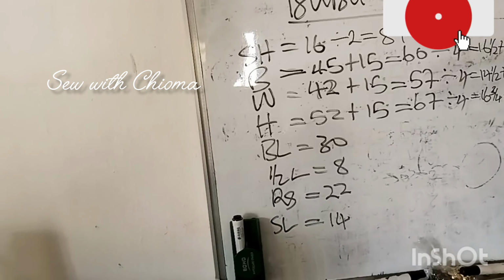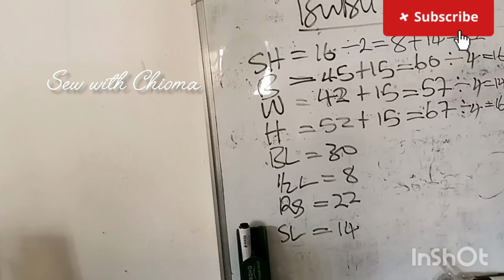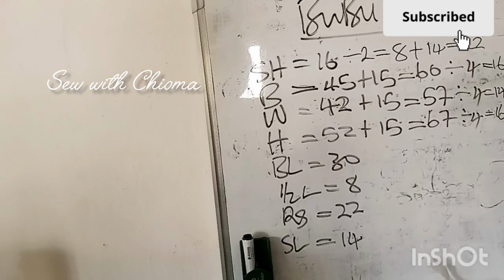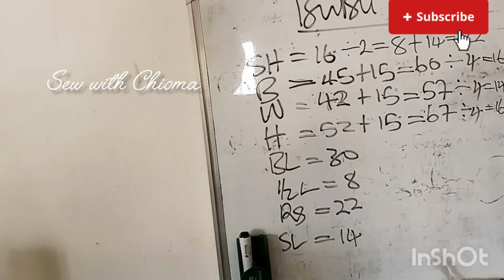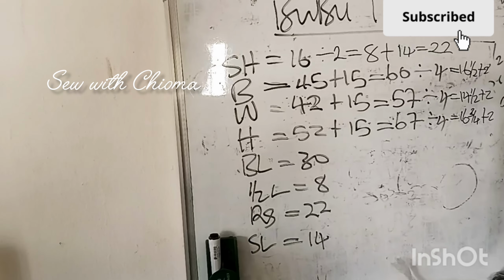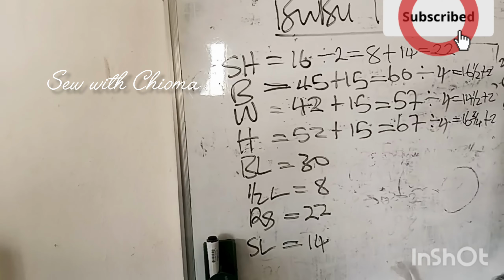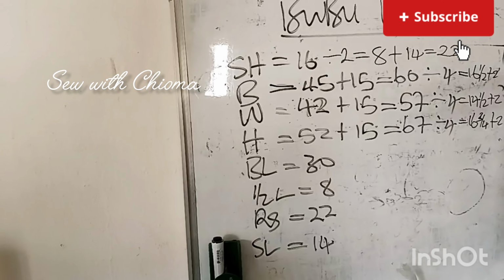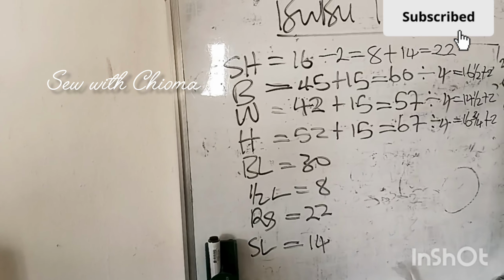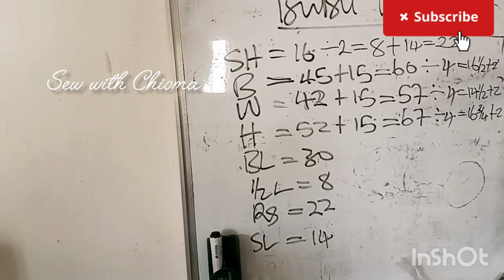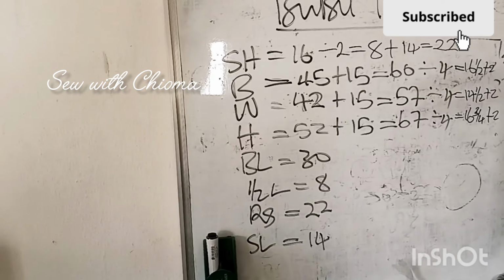Now another place I want us to concentrate on is the shoulder. You can see the shoulder. I divided it by 2 and it gave me 8, plus 14, which makes it 22. Okay, now my half length is 18. Blouse length 30, roundness of sleeve 22, sleeve length 14.